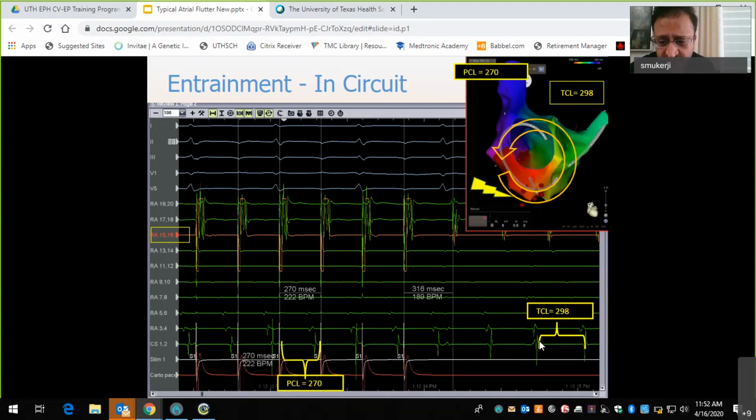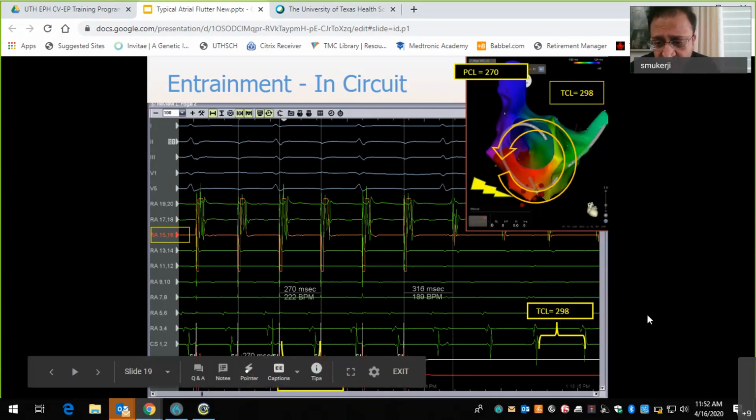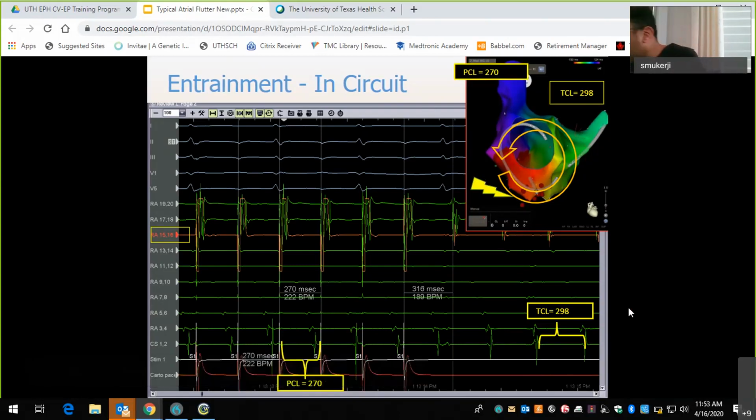Okay, so in this case, the tachycardia cycle length is measured at 298, and we're entraining at 270. And over here, the way we look for entrainment is the last paced beat. So you measure that. And what I say is be consistent. So it doesn't matter if you're going through CS 9-10, 7-8, 5-6, 1-2, it doesn't matter, as long as you're being consistent and you're measuring the same points in time. That's all you need to do.